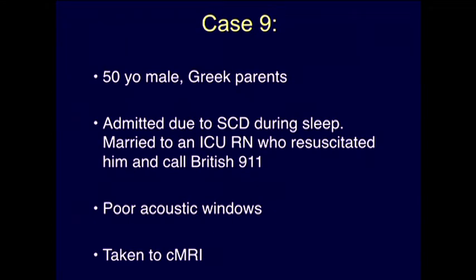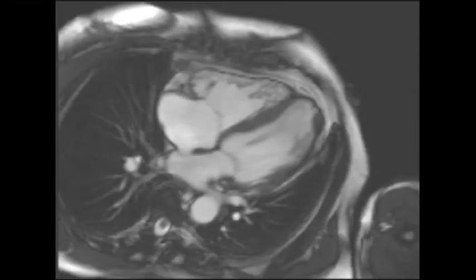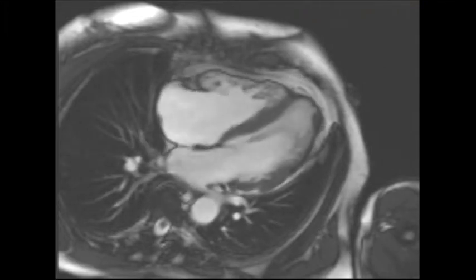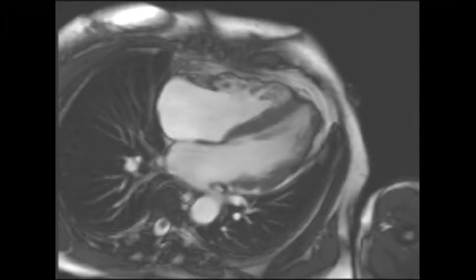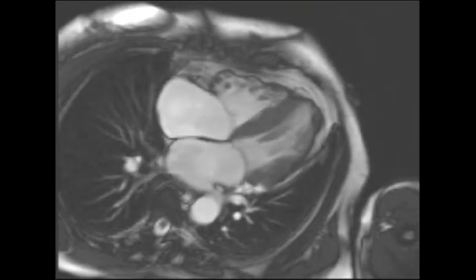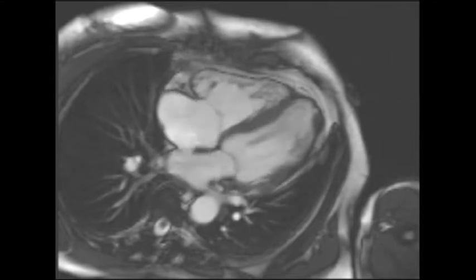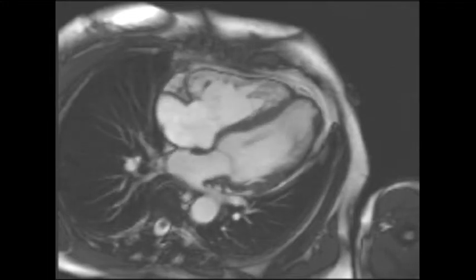50-year-old male, Greek parents, admitted due to sudden death during sleep. Married to a nurse who resuscitated the patient, and we placed the patient under the magnet, and this is the image. This is a courtesy of Brunton. Well, you guessed Chagas, another diagnosis. Do you see anything abnormal in the contractility of the ventricle?